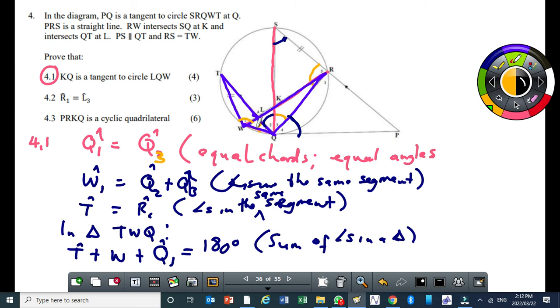W1 equal Q2 plus Q3. No. Hey, can I have your attention?